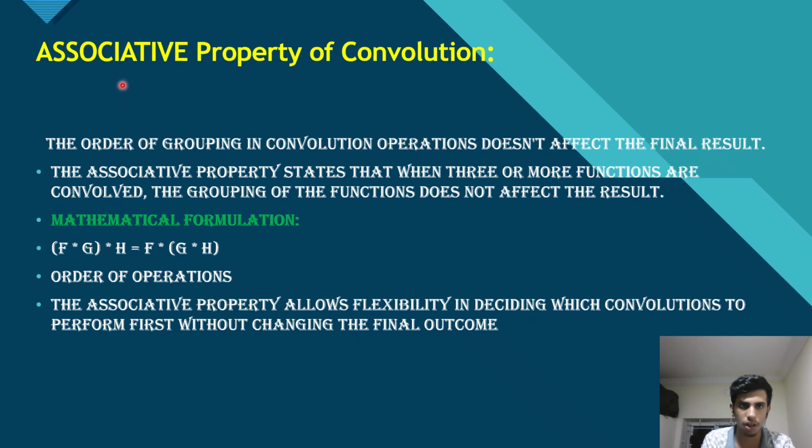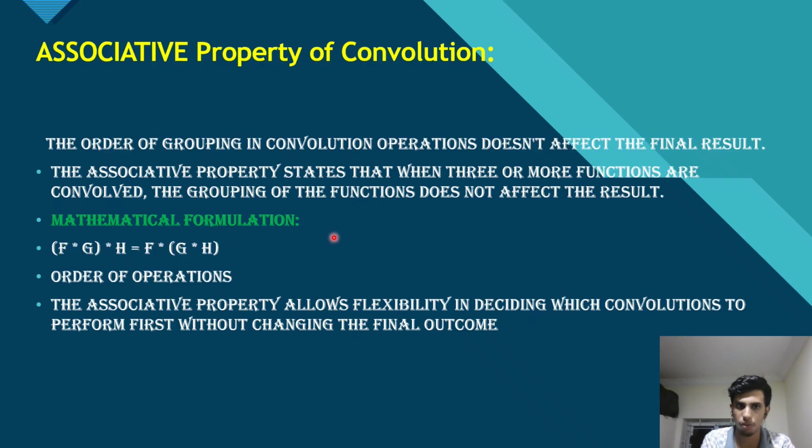Now we will discuss the associative property of convolution. What happens in the associative property of convolution? The order of grouping in the convolution operation does not affect the final result. That means the grouping of convolutions does not affect the final outcome. The associative property states that when three or more functions are convolved, the grouping of the functions doesn't affect the result, which we discussed in the above step.